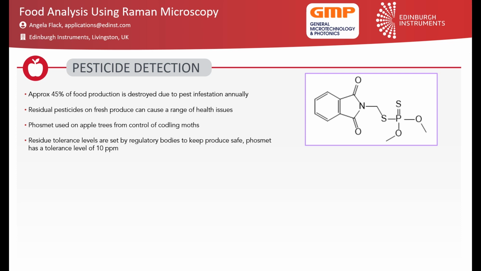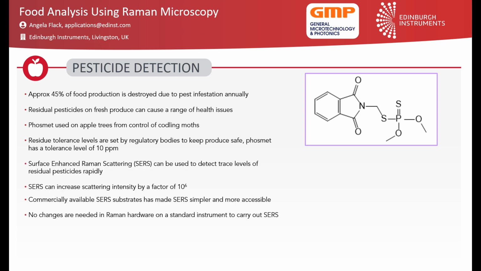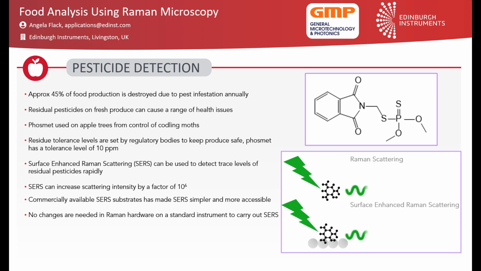One technique which can be used to detect these low concentrations of Fosmet is surface-enhanced Raman scattering. SERS offers increased scattering intensity by using nanoparticles in close contact with the sample. There are many commercially available SERS substrates on the market.